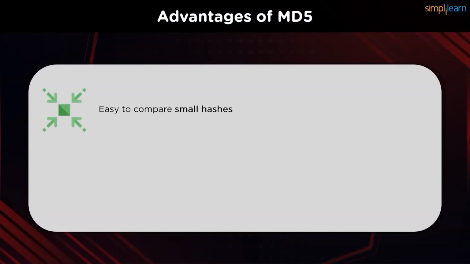Unlike the latest hash algorithm families, a 32-bit digest is relatively easier to compare when verifying the digests. They don't consume a noticeable amount of disk storage and are comparatively easier to remember and reiterate.